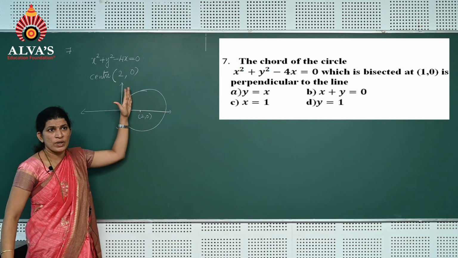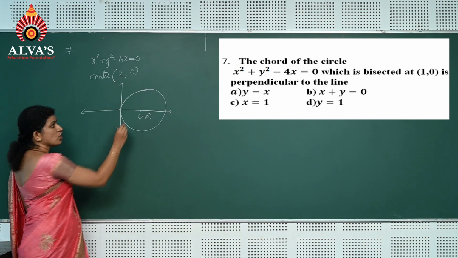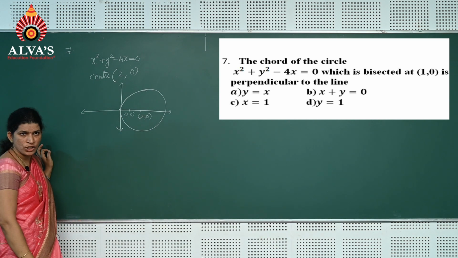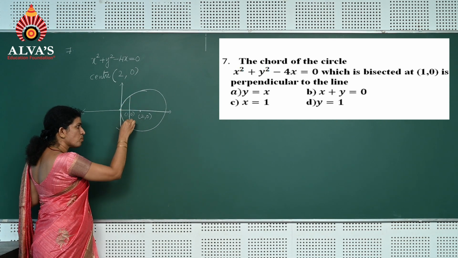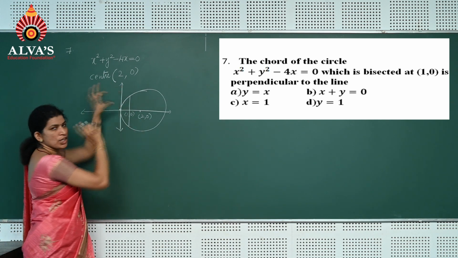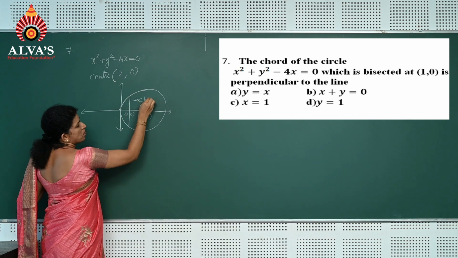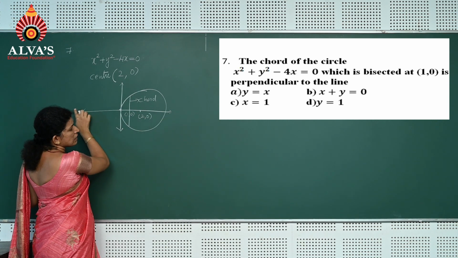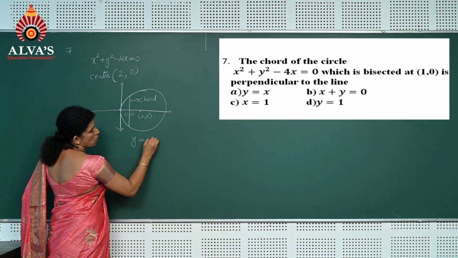And given that we want a chord of the circle such that the chord is bisected at (1, 0). See, this is the point (1, 0). So draw the chord bisected at the point (1, 0). And we want to find which line this chord is perpendicular to. You can see that this chord is perpendicular to any horizontal line. We know that the equation of a horizontal line is y = constant.